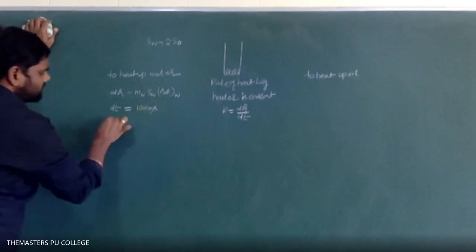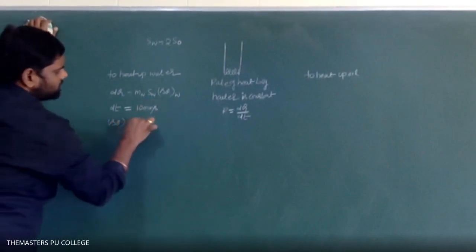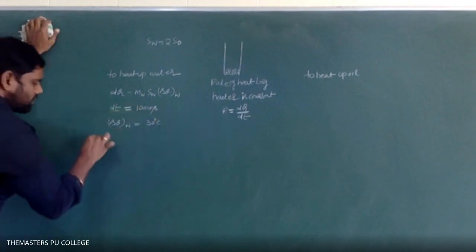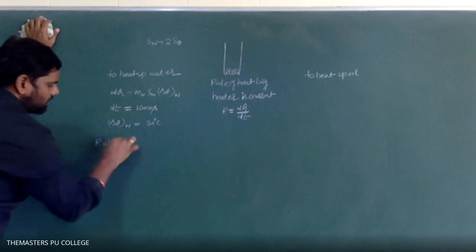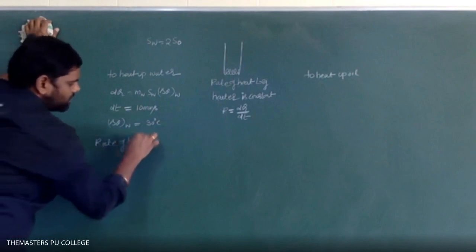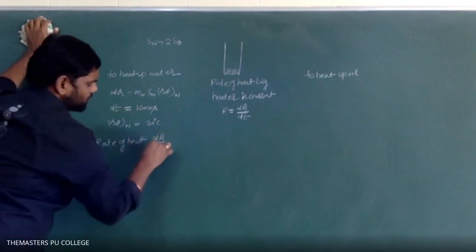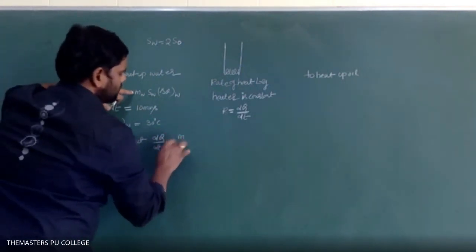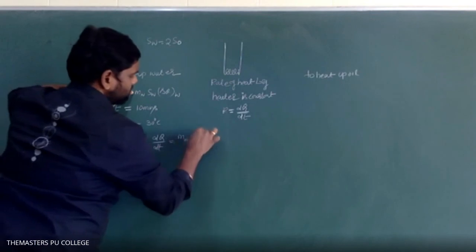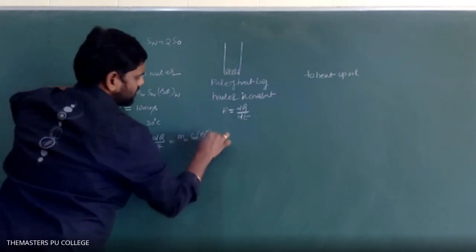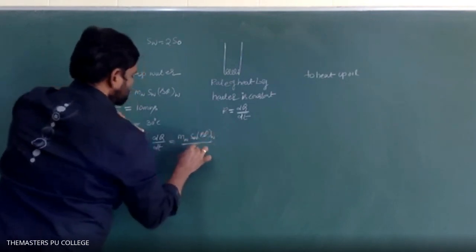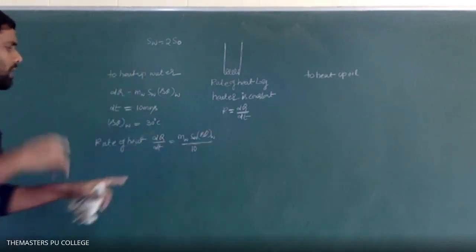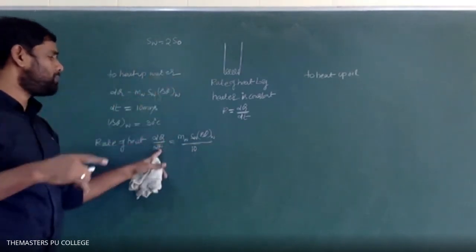And here the change in temperature of water, I can write, is given as 30 degrees centigrade. So what is the rate of heat here? The rate of heat is nothing but dq by dt. That is mass of water into specific heat of water into delta theta of water, divided by dt, which is 10 minutes. This is the rate of heat supplied by the heater.